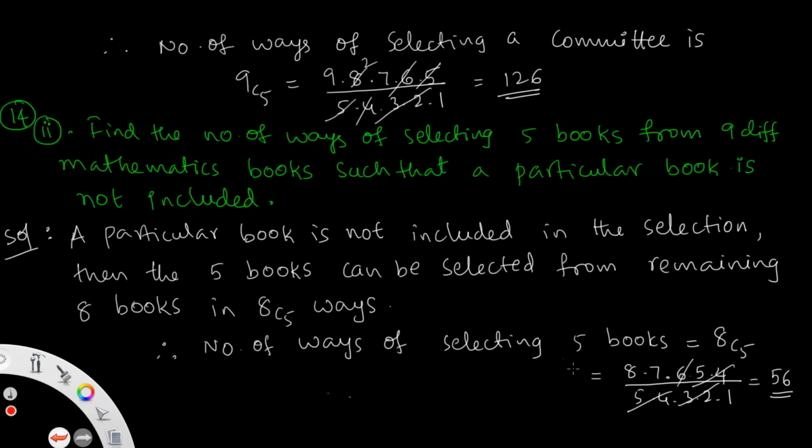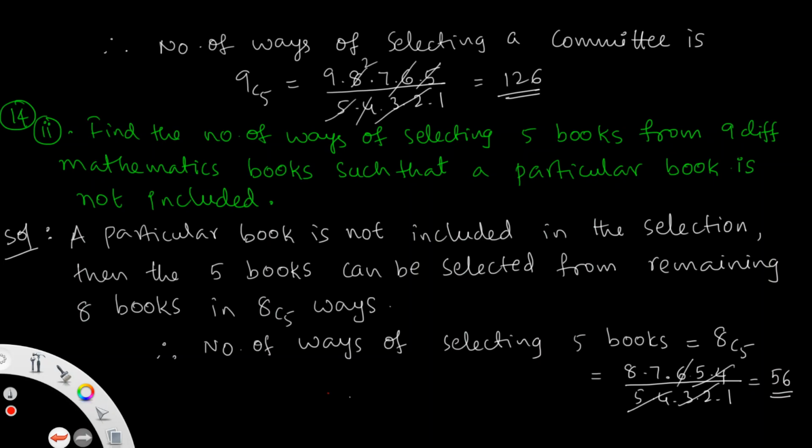What is the question giving? The number of ways of selecting 5 books from the 9 different mathematics books such that a particular book is not included. A particular book not being included means you keep it away from the 9 books. Then you have 8 books only, and out of these 8 books you have to select 5 books. So this can be done in 8C5 ways. That value is 56. That's all.